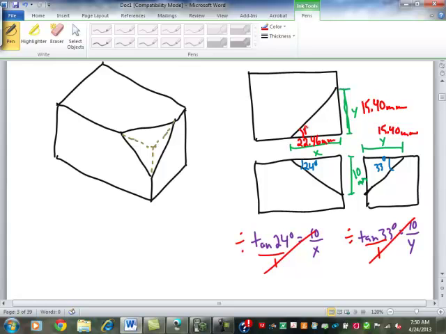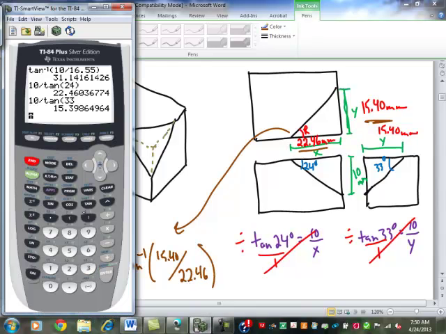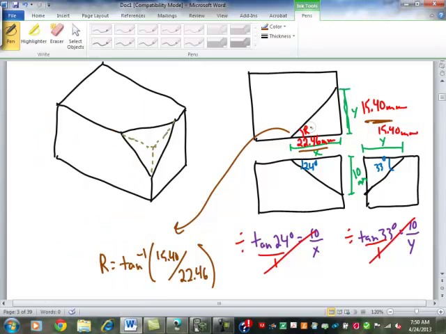So now for our rotation here, R is simply the inverse tangent of the opposite side, the 15.40, over the adjacent side, the 22.46. So inverse tangent of 15.4 divided by 22.46 gives us 34.44 degrees.